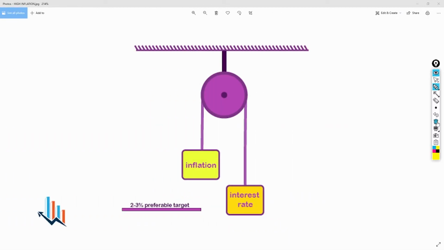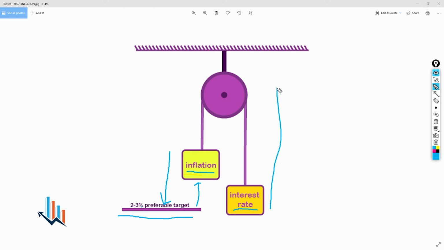So let's look at what you see on your screens, and this is what we call the pulley. Our physics students will say, I'm going to use the pulley to explain the relationship between inflation and interest rate. This load here is inflation, and this load here is the interest rate. You see this mark here is the preferable 2 to 3% inflation target of central banks. As you can see from the picture, this inflation is way above the 2% mark.